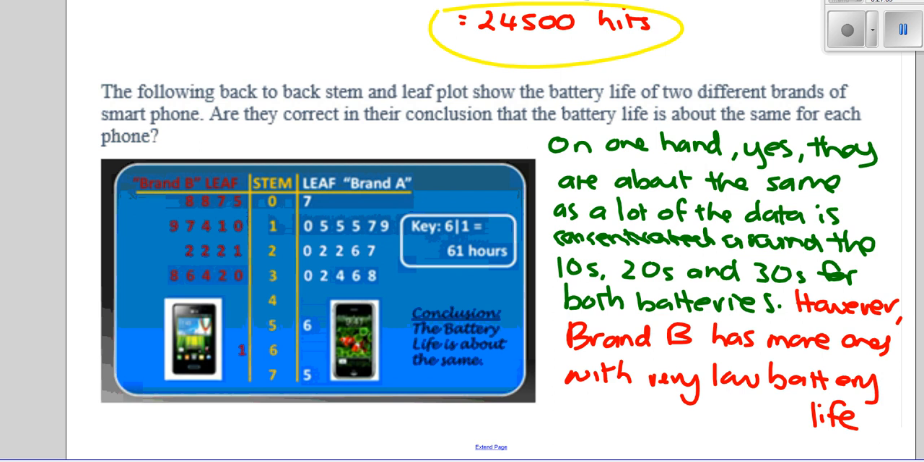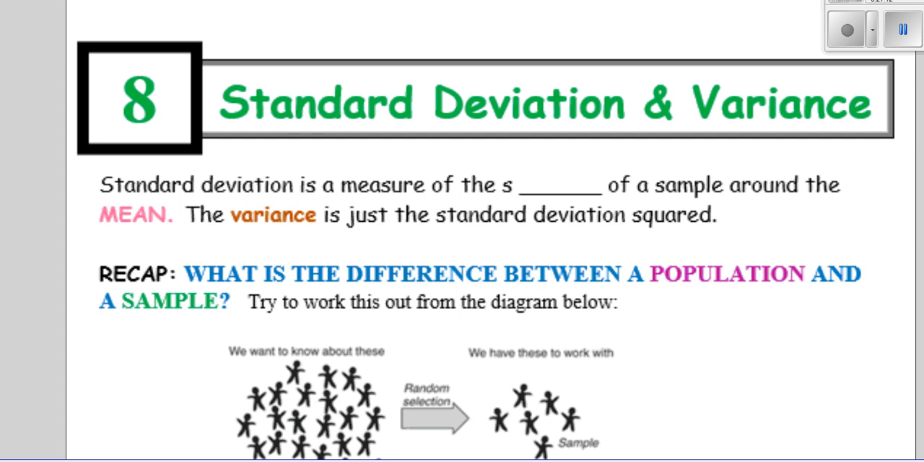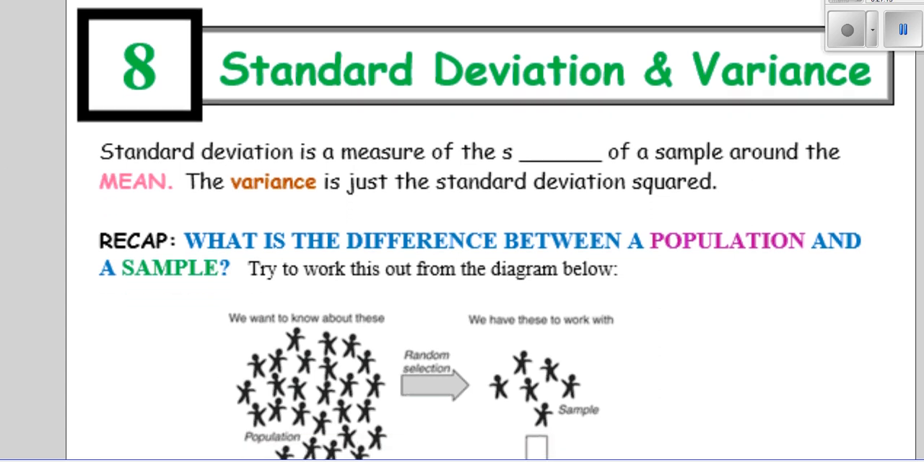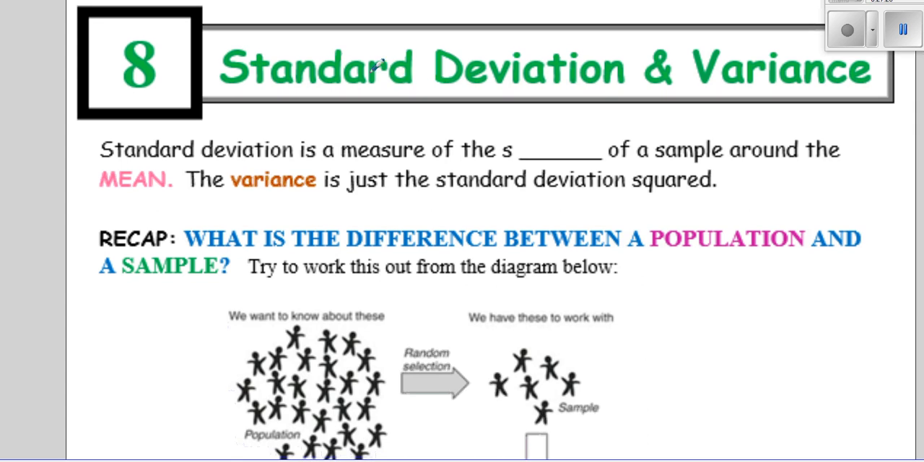Before, someone asked about the similarities between standard deviation and range. Range and interquartile range measure the spread of data around the median, whereas standard deviation and variance, something you might not have heard of before, measure the spread of data around the mean. Variance is just the standard deviation squared. We tend to deal with standard deviation more than variance. Standard deviation is a measure of the spread of a sample around the mean, as opposed to the median.